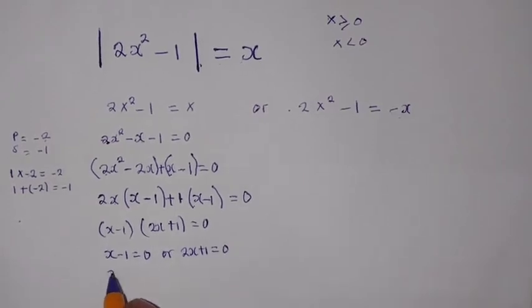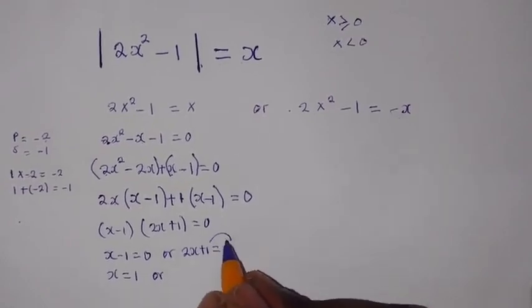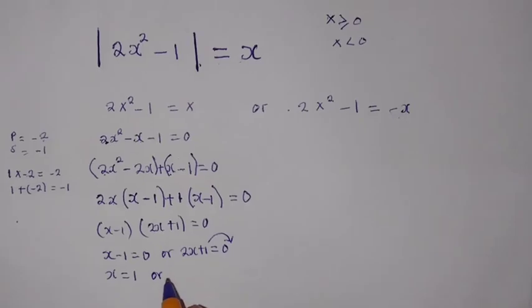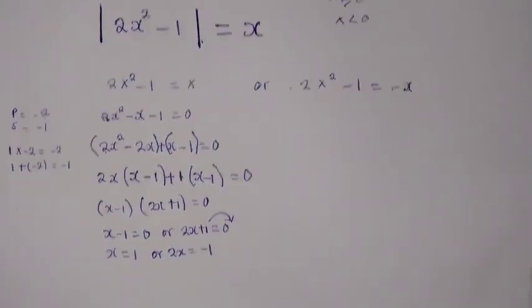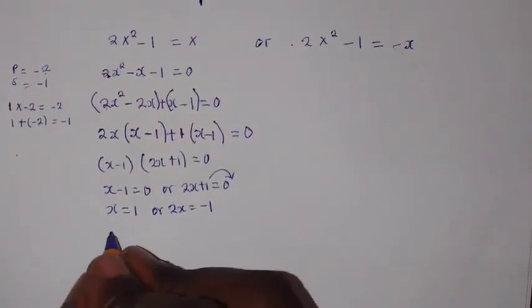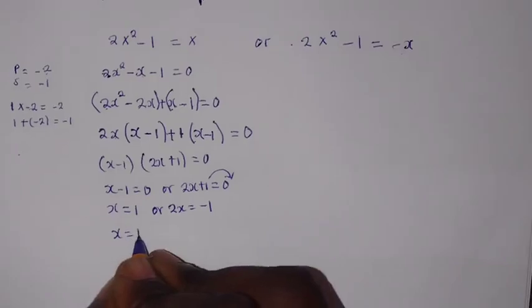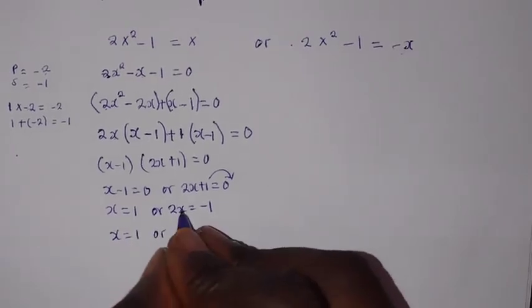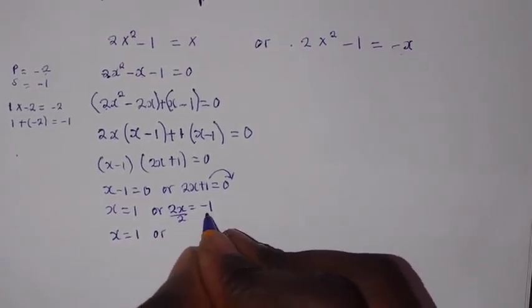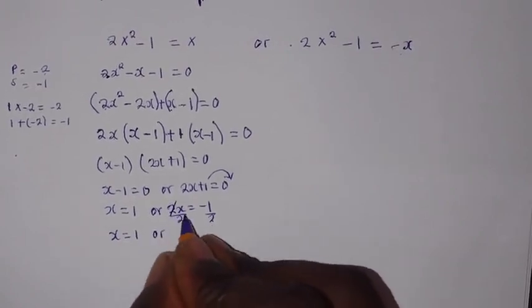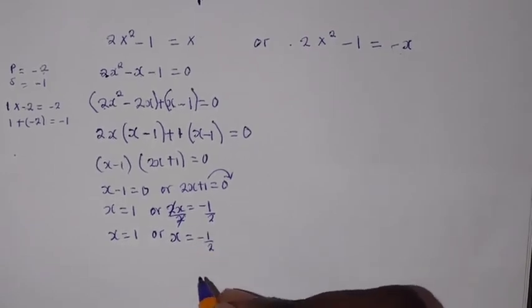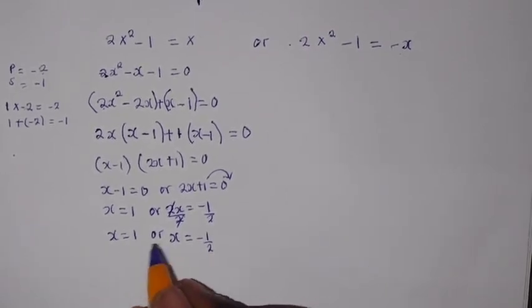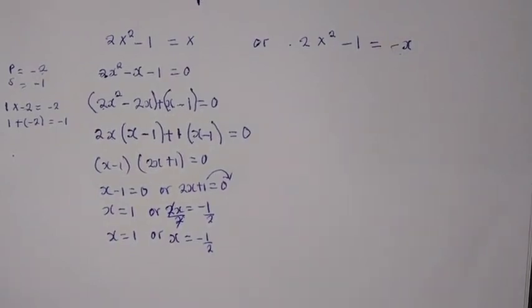So for this one to be x is equal to 1, or this one, we can take the positive 1 to the right hand side. We have 2x is equal to a negative 1. Then here, we want to find the value of x, so we divide by 2. This and this will cancel. X is equal to negative half. We have found x is equal to 1, or x is equal to negative half.